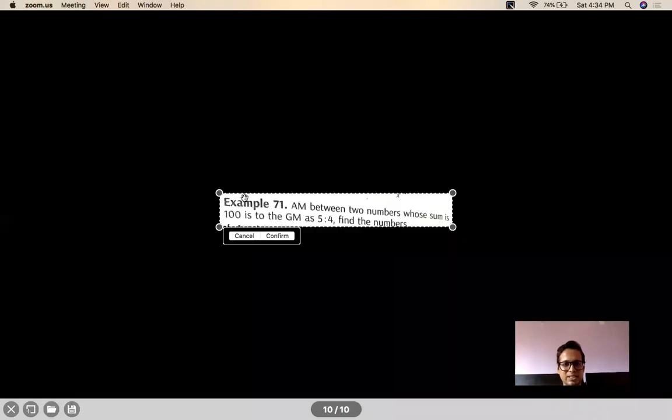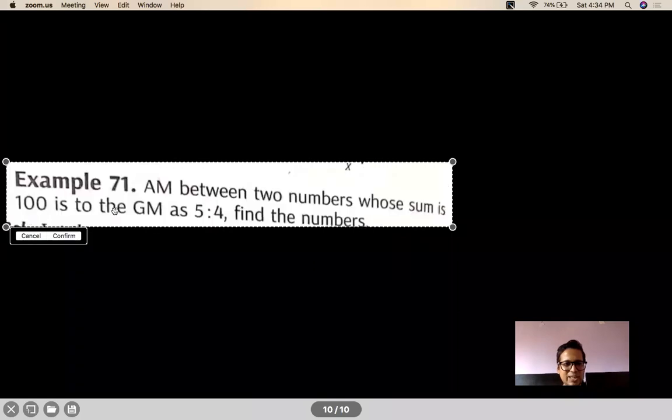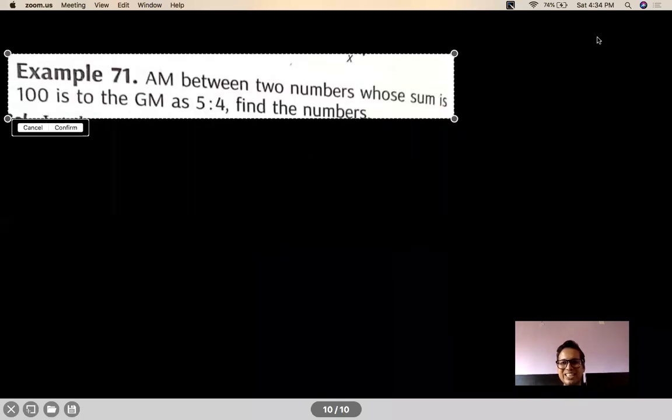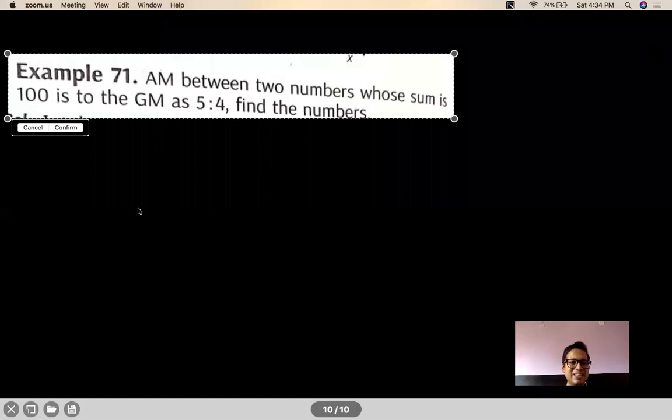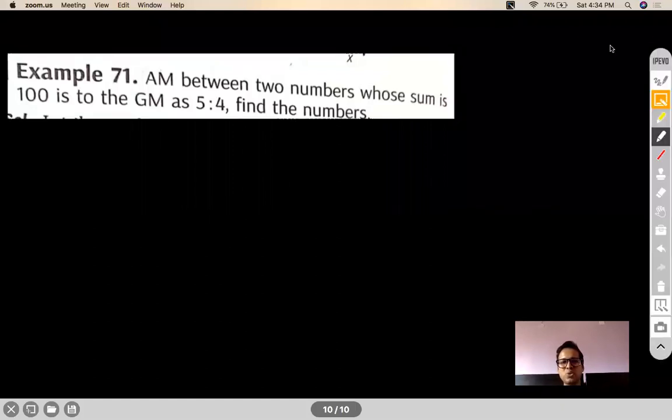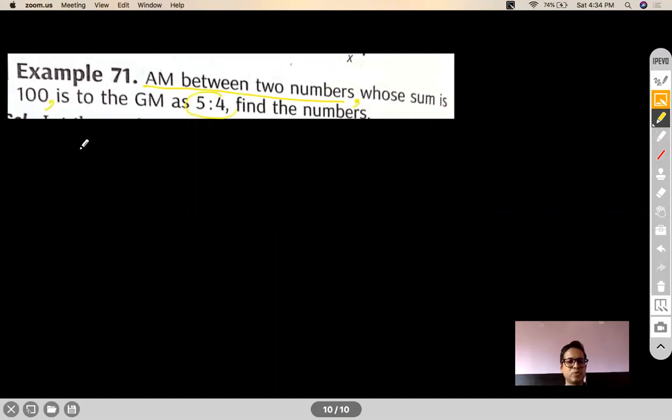All right. This is a slightly distorted looking question, but I hope you can read this out. The arithmetic mean between two numbers whose sum is 100 is to the geometric mean as 5:4. Let's read it again. Arithmetic mean between two numbers, whose sum is 100, is to the geometric mean as 5:4. So AM is to GM is 5:4.